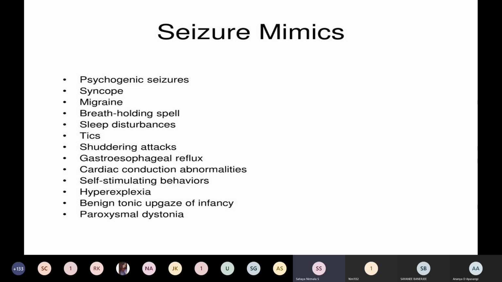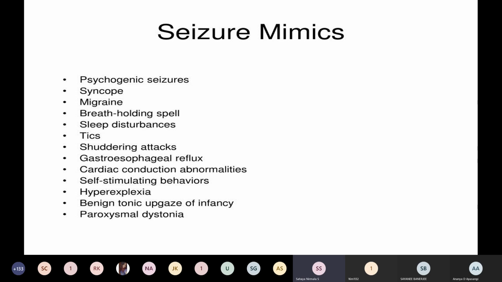And this is most commonly seen in the age group of 6 to 18 months. So a preceding history of the child crying excessively, then holding the breath, and then having a seizure will help you to differentiate between a true seizure and a breath holding spell.